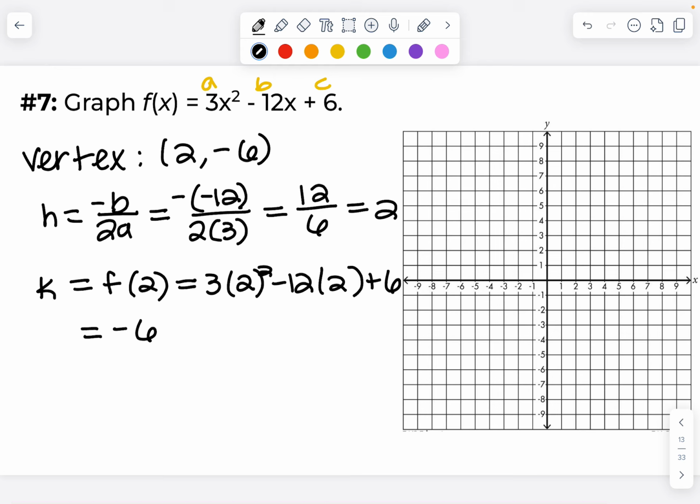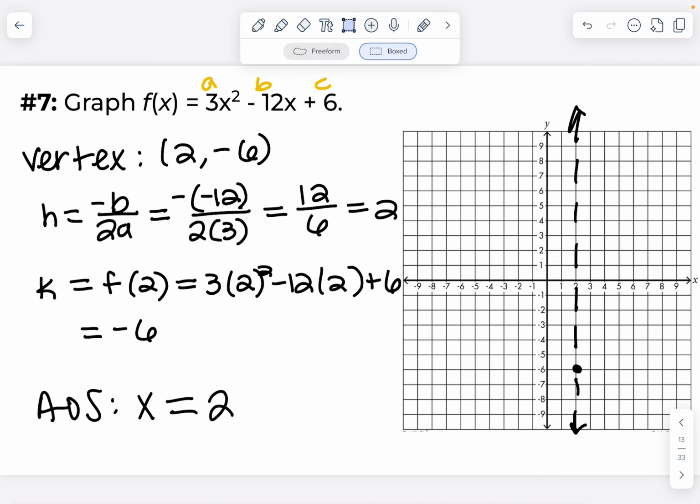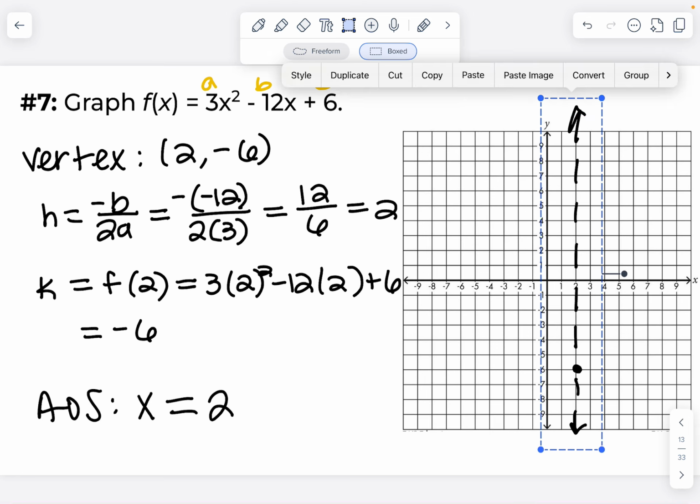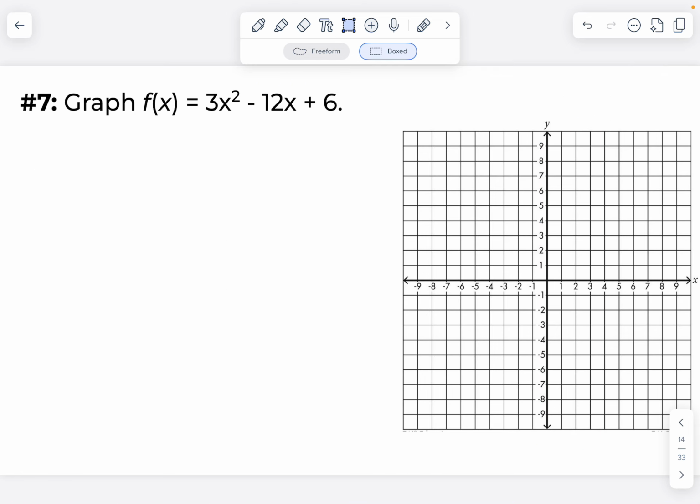Okay, so if I plot that, I go to the right 2, I go down 6, and I've got my coordinate. My axis of symmetry is going to be a vertical line through 2. So that'll look something like this. All right, so I'm going to copy this and move it to the next slide, and we'll find our additional points for our graph from here. And it was at 2, negative 6, so it should be right there.